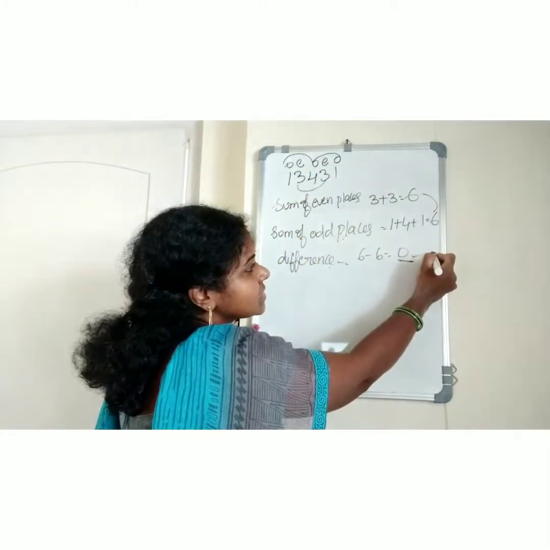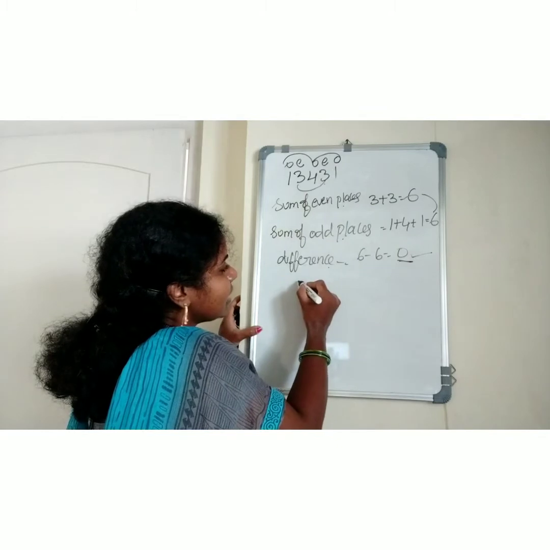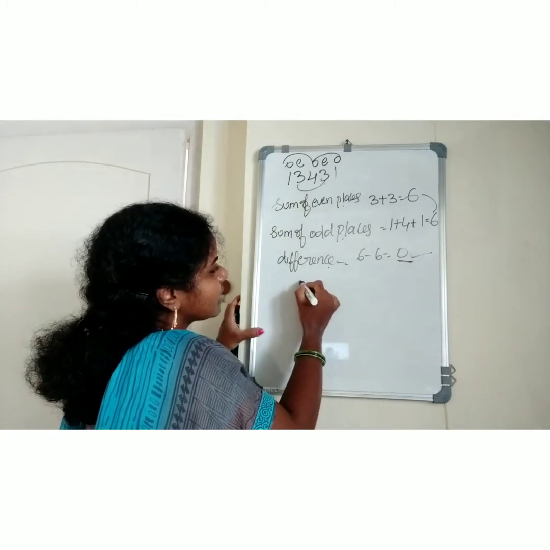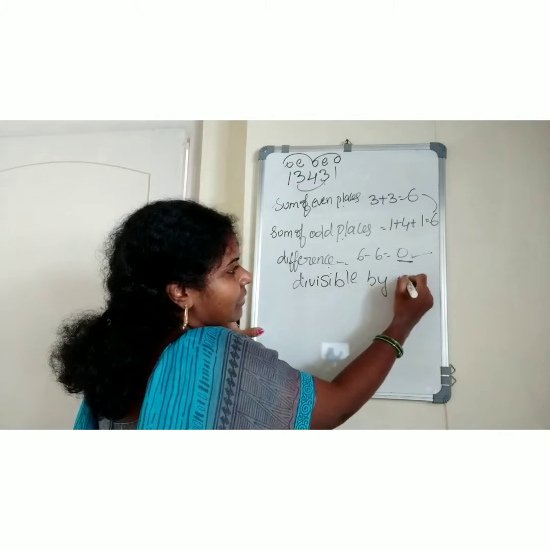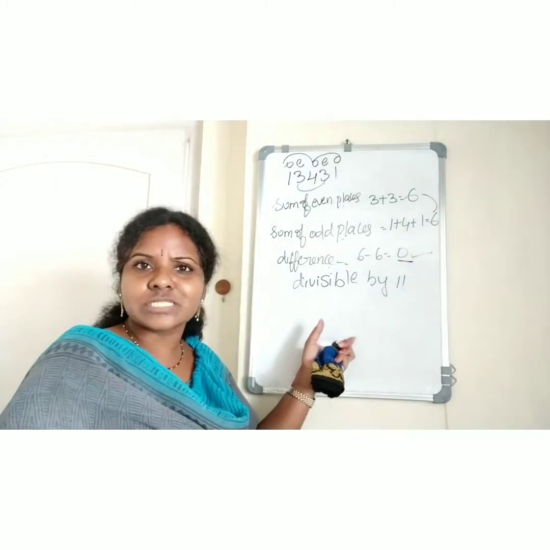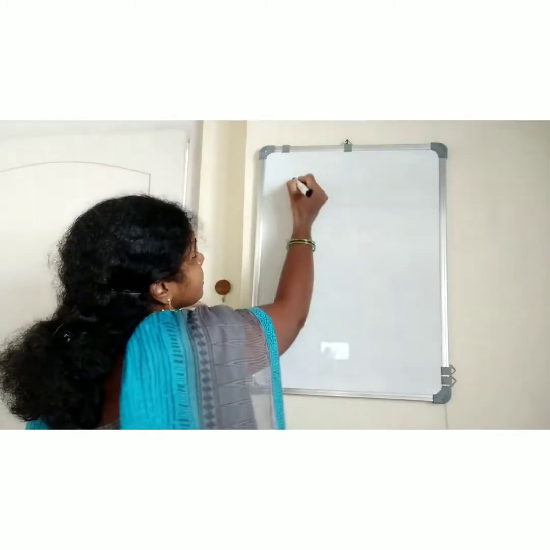Here 0 is there. Therefore the given number is divisible by 11. Okay, now one more sum we will see.